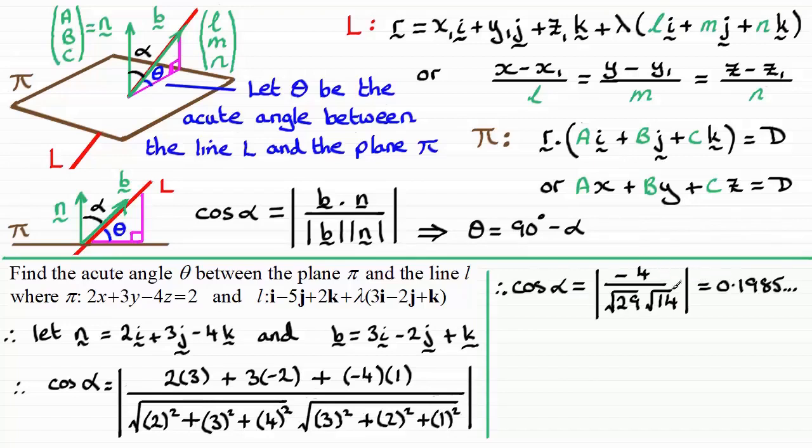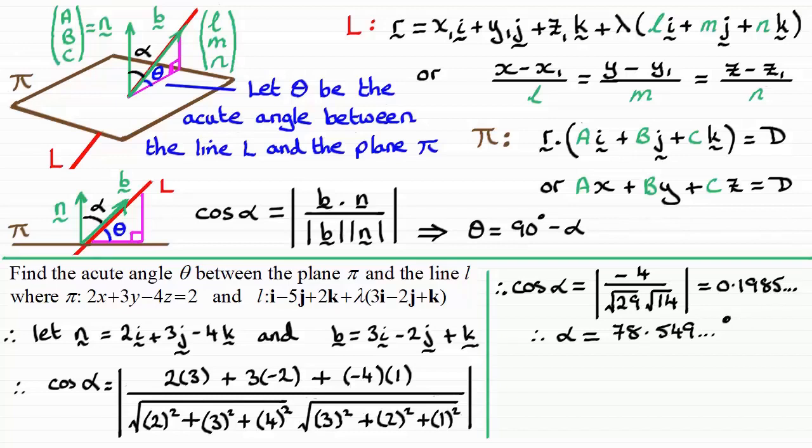And this is a classic case where this would come out negative, but because I've put the modulus sign down, I strip the negative off and I get the positive value 0.1985 and so on. So just take the inverse cosine of both sides, and if you're working in degrees, that angle alpha turns out to be 78.549 and so on degrees.